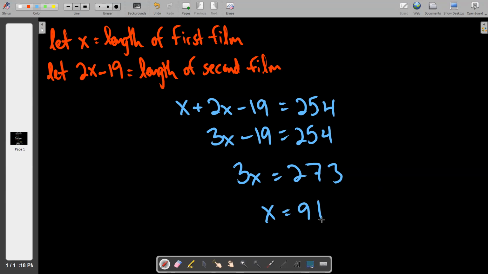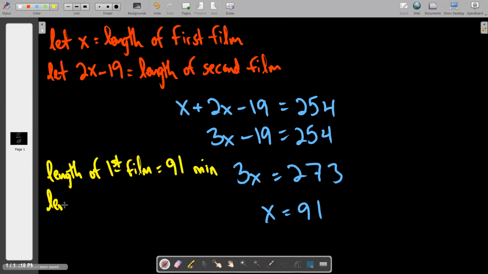Now we have to take it back out of our little nerd world and put it back into the context of the problem. What did we just find? The length of the first film, right? So we want to write off here to the side something like length of first film is 91 minutes. And while we're here, let's also fill in the other one. Length of second film.